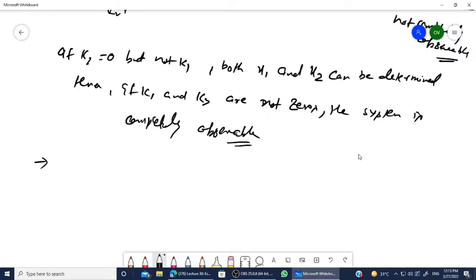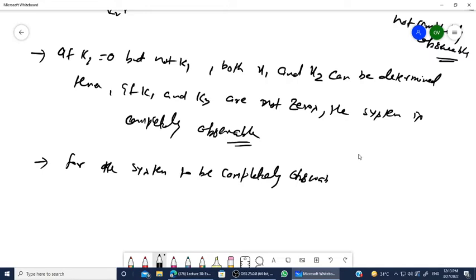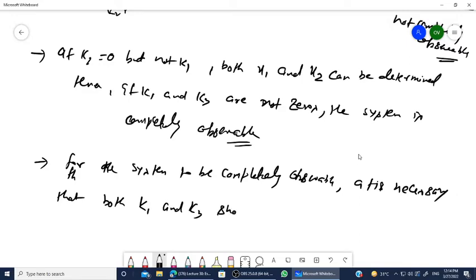First, we can write here for the system to be completely observable, it is necessary that both K1 and K3 should not be 0, right? Whereas K2 can be 0. So what is the conclusion?